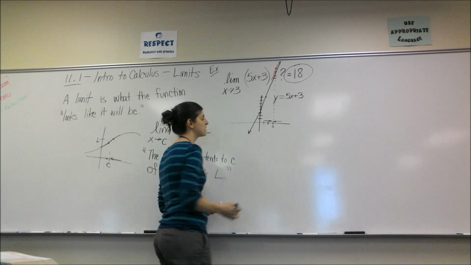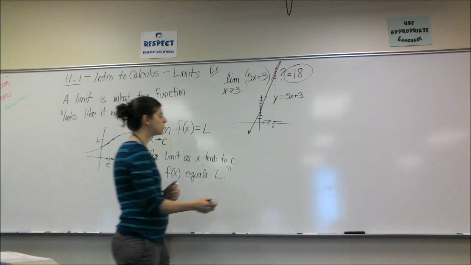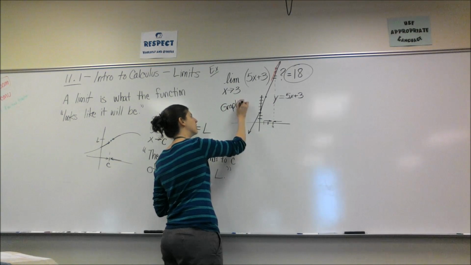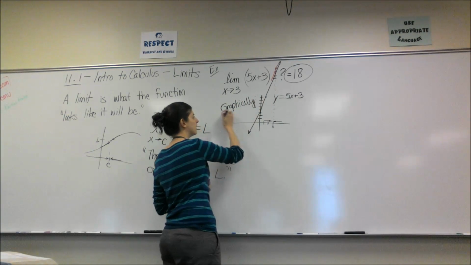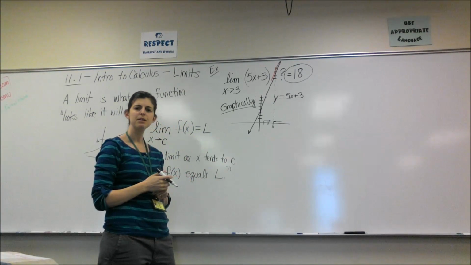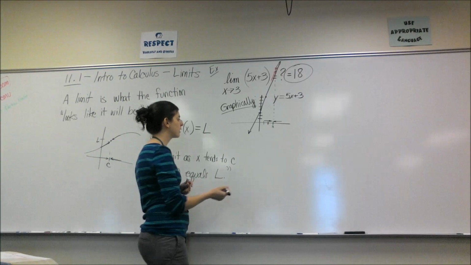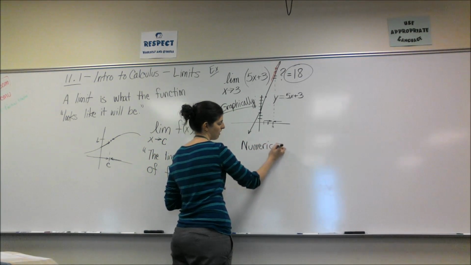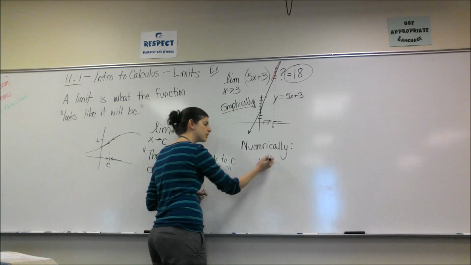Okay, if possible, algebraically is probably going to be easiest. So let's do it with a table. So this is graphically. Graphically probably is the best way if you're given the graph. If you're not given the graph, it might be easier to do one of the other two ways. Numerically basically means to use a table, but you have to know what to put in your table.